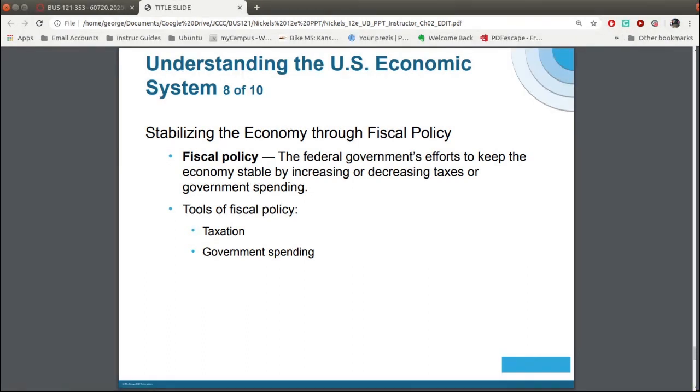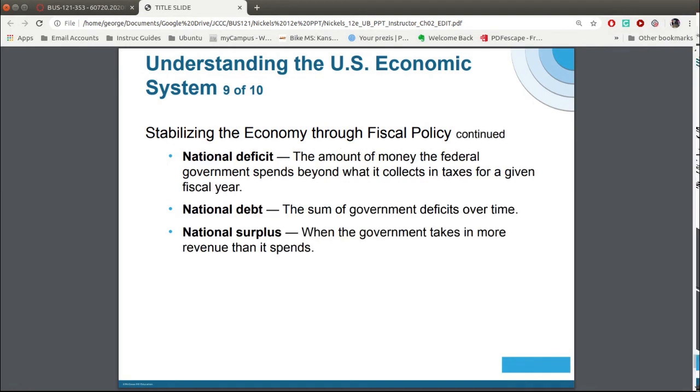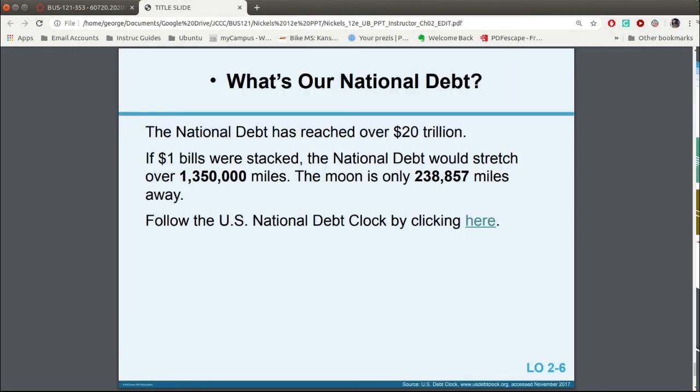Fiscal policy is how the government will try to keep the economy stable based on their spending. The thing is, with the spending, you're going to get what's called a deficit. In other words, the country is spending more than what they're taking in. If you think about our national debt, let's say when it hit 20 trillion, now it's actually gone up over that. Take $1 bills stacked up, it would go over 1,350 miles.